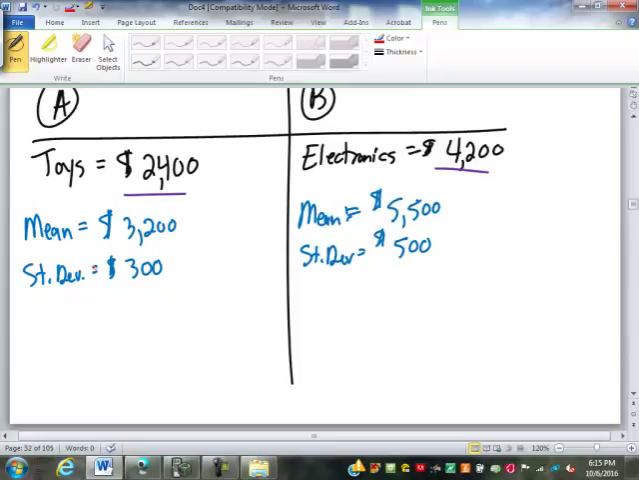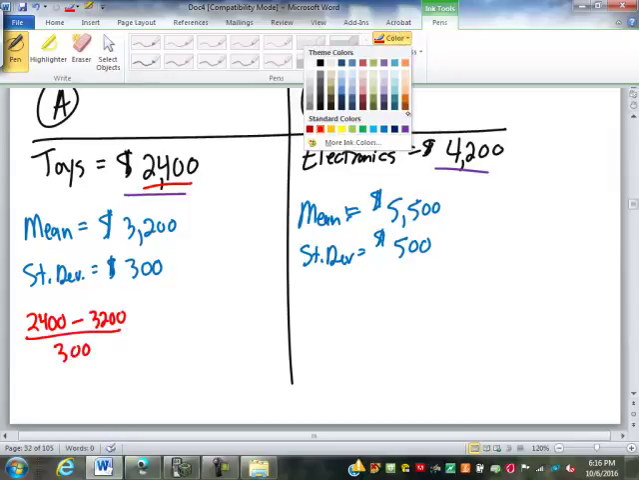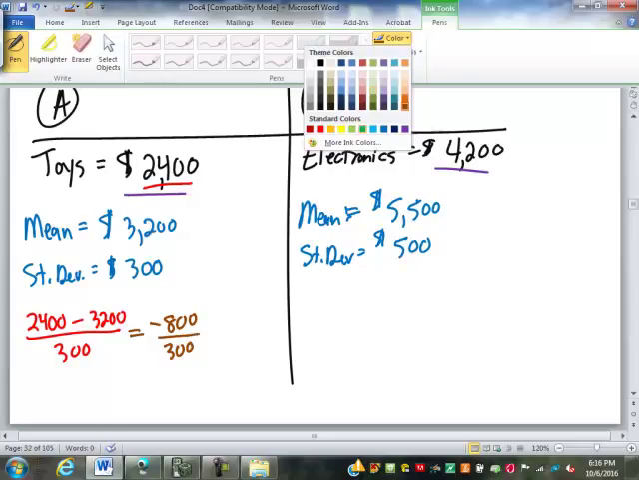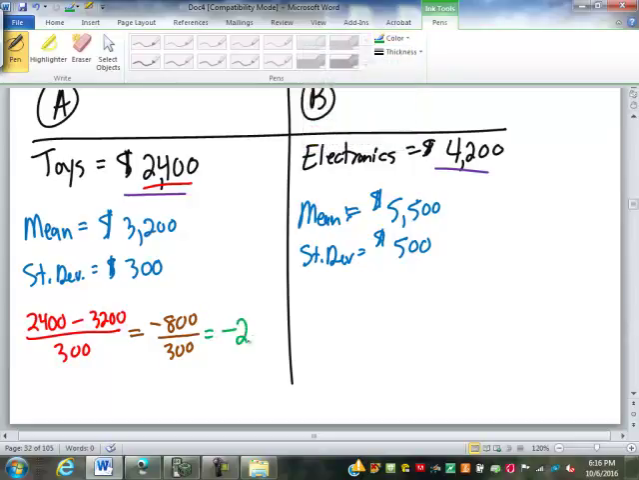So we're finding the Z-score for each. For the person in toys, it's 2,400. That's their value minus the mean of 3,200 divided by a standard deviation of 300. 2,400 minus 3,200 is -800. Divided by the 300 standard deviation gives me -2.67. I'll round to 2 decimal places.